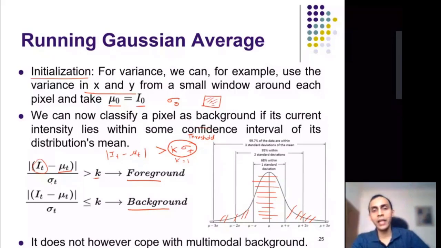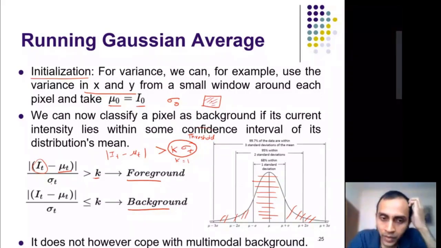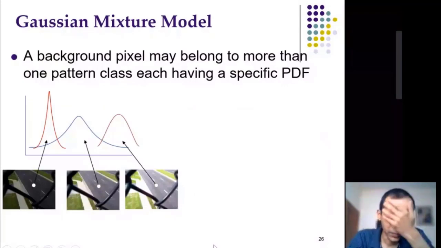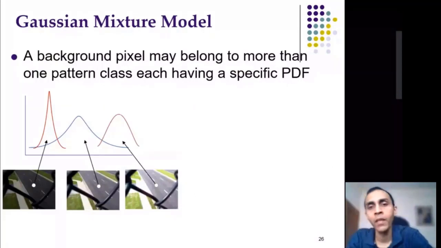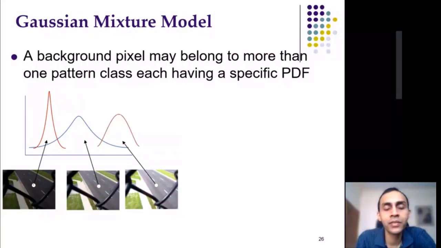So it has overcome the major problem that we had in our simple thing. It still does not cope with multimodal background. What is multimodal background basically? There may be some reasons because of which a background distribution may not be possible to model a background pixel value just using one Gaussian.